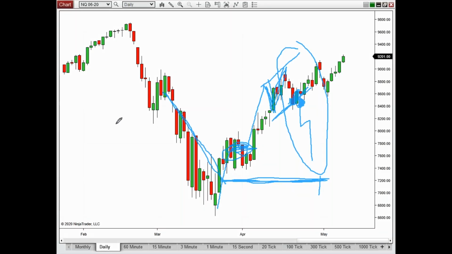See if I've got another chart here. All right, so see this? I'm going to try to line these up here.